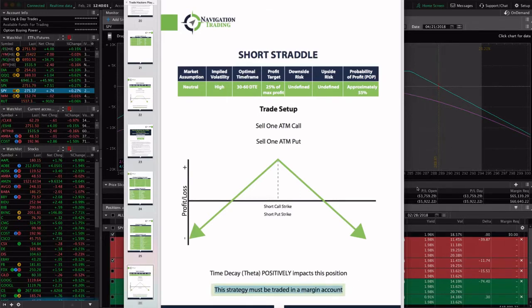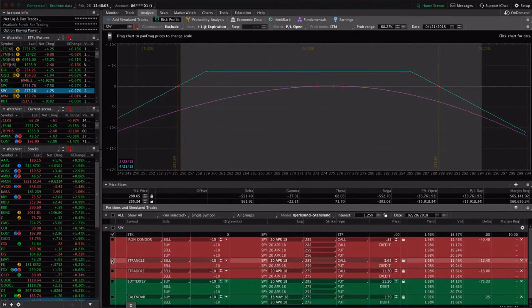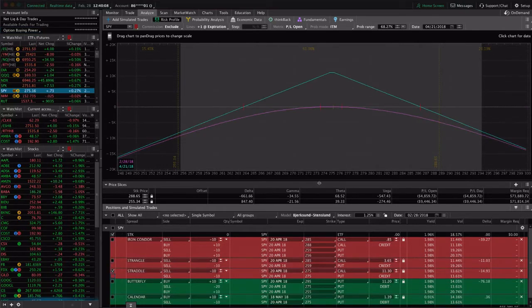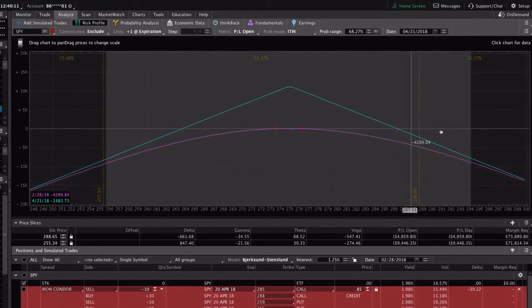So if we jump back over to the platform and uncheck our strangle and we check on our straddle, what you'll notice is that our break-even points are much closer to where the current price is. So if we drag our price slices to those break-even points, again, the platform will automatically give us our probability of making money on the trade if we hold it all the way to expiration. So it's a lower probability trade than the strangle, but our max potential profit is much higher.